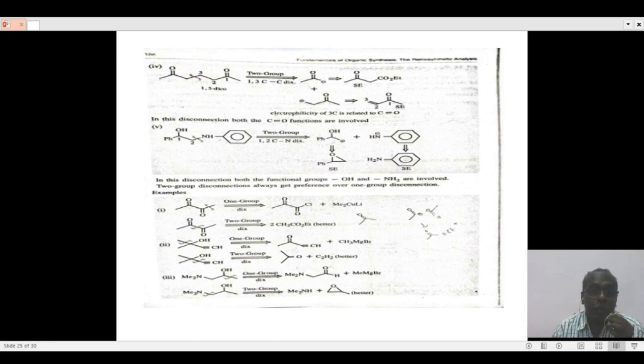1,3 disconnection. Then another example: the OH group is on the first carbon and NH is on the 2nd carbon. It's 1,2 difunctionalized. Here also we are breaking at the 2nd carbon. It is also 1,2 disconnection. Let us pass on to the next example. Here both the ketones are present on adjacent carbons. It is also 1,2 difunctionalized.